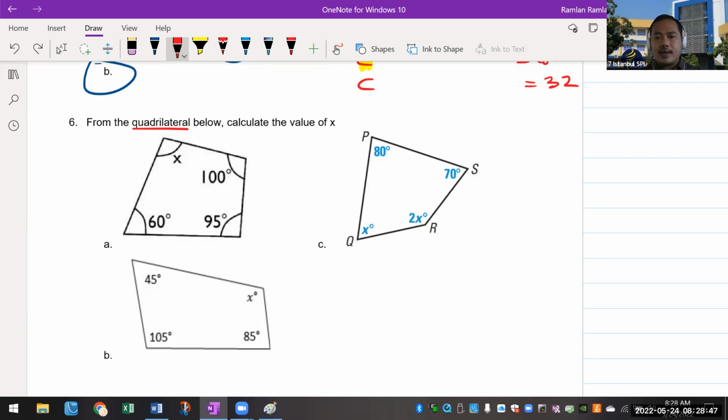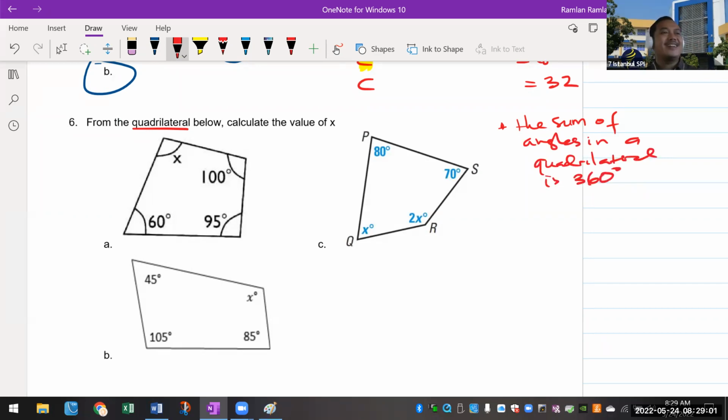So the concept or the theory: the sum of angles in a quadrilateral is 360 degrees. Okay, so this is the concept. Please write this down because it's going to be very important for you guys, right? Okay, so we do the same exact concept actually.